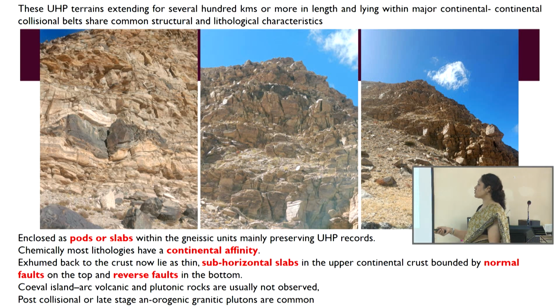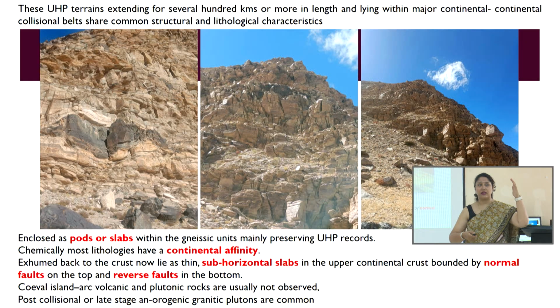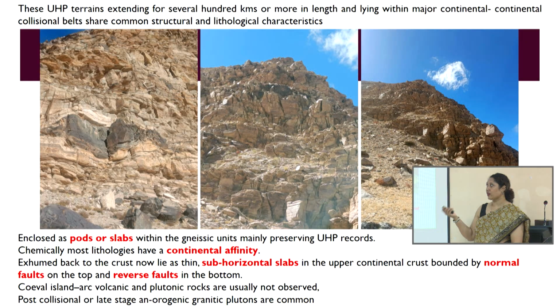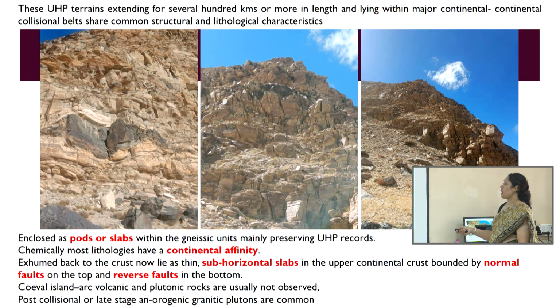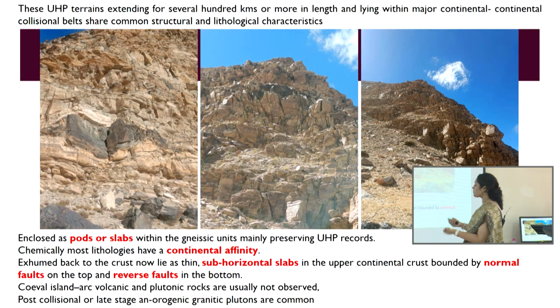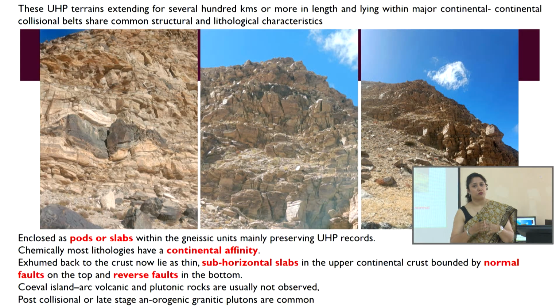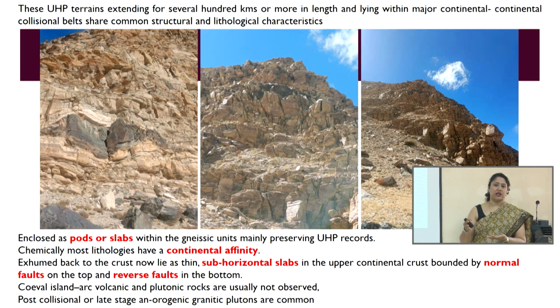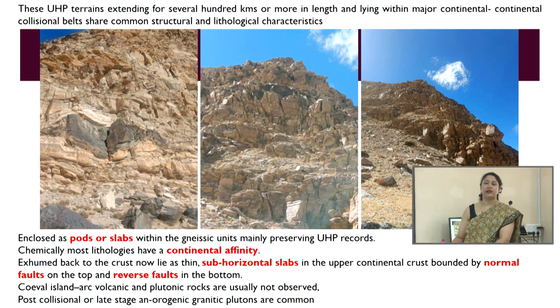Okay, so these actually lie at structurally higher levels in most units. So we look at Somorari as an example and understand that. The exhumed crust now lies as a thin sub-horizontal slab in the upper continental crust, and it is bounded by normal faults. Okay, so if you look at the structural aspects of many of these terrains, you have similarities. So they are bounded by normal faults at the top and reverse faults at the bottom, and probably that aids in the exhumation process. I haven't really worked on structural aspects of these, especially of Somorari, but it's there in literature.